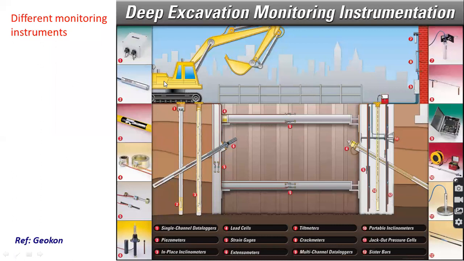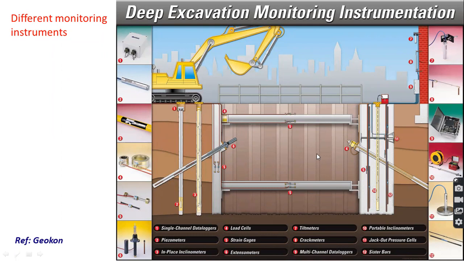Some instrumentation is shown here. I will show you some larger schematic diagrams in the coming figures. Basically we have extensometers, inclinometers, strain gauges, load cells, and so on.